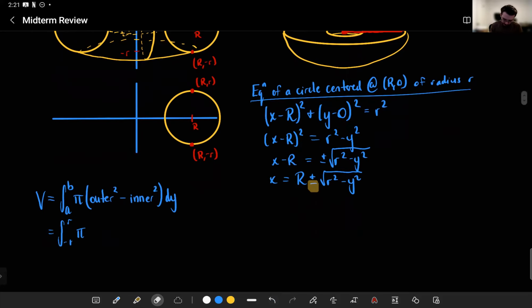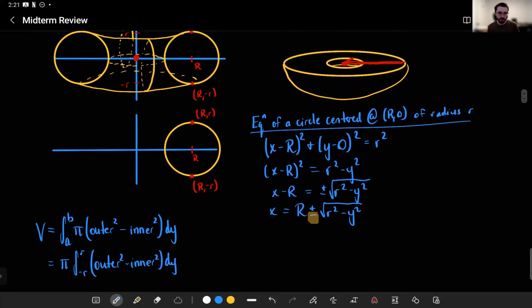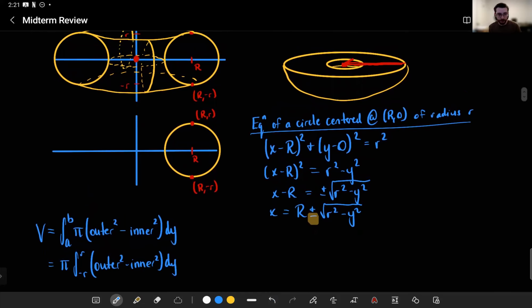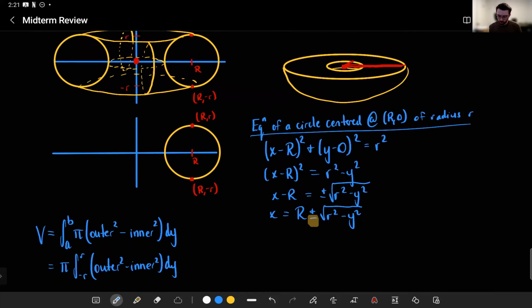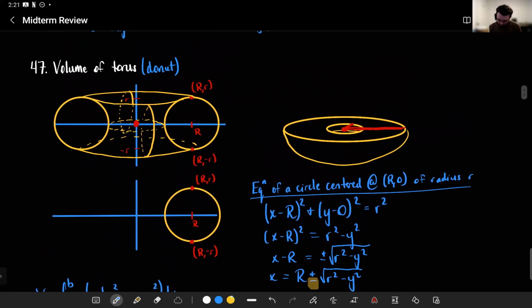And in fact, there's a pi here. Let's move it out front just to be nice. And then, okay, this is going to look kind of ugly. For now, let's just keep it as outer squared minus inner squared dy. And then let's try to simplify the bounds on the integral. What do we know about bagels?